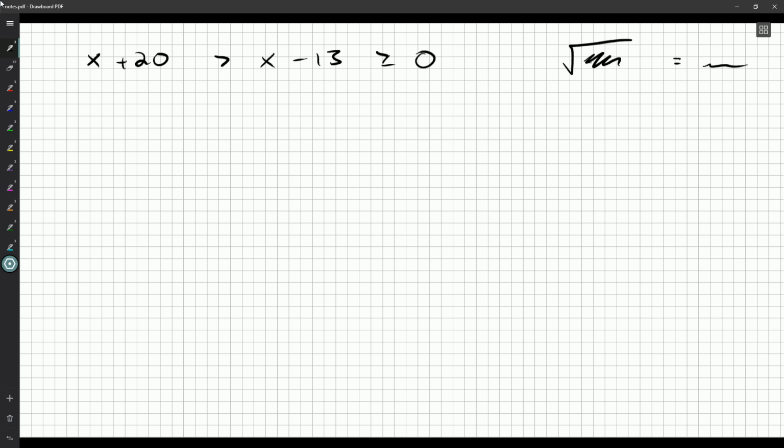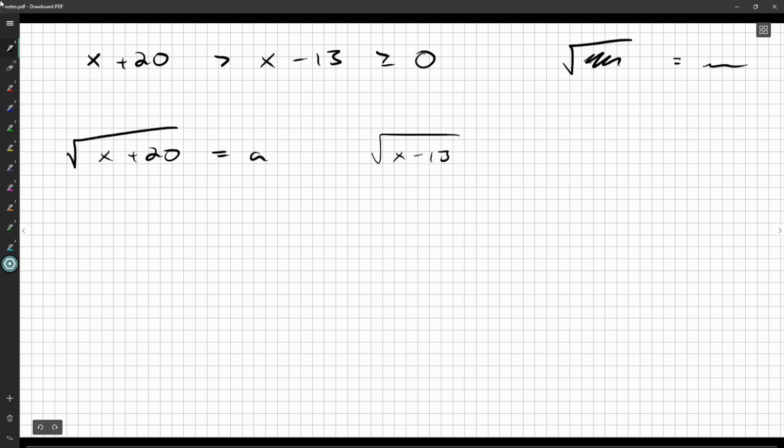So, we want values of x that make this work. If the square root of x plus 20 is an integer, maybe call it a, and the square root of x minus 13 is an integer, maybe call it b, I can see a has to be greater than b. But what happens if I square them? If I square both sides, I'll get x plus 20 must be a perfect square, and x minus 13 must be a perfect square.